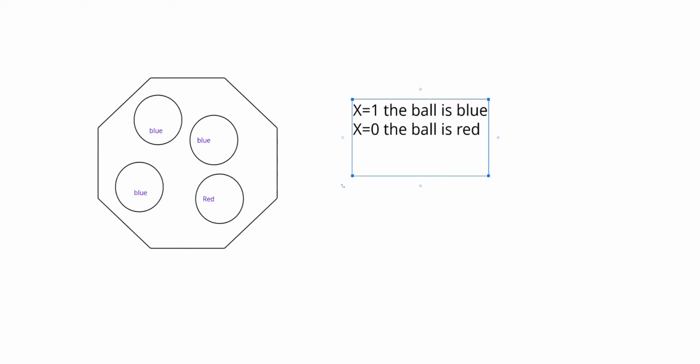We have 4 balls and one of them is red. And the probability of x is equal to 1 is in this case 3 quarters, which is 75% of the cases. Now, if you were to compute the expected value of x, right? So on average, what would be the value? It's simply x, it's simply 1, right?